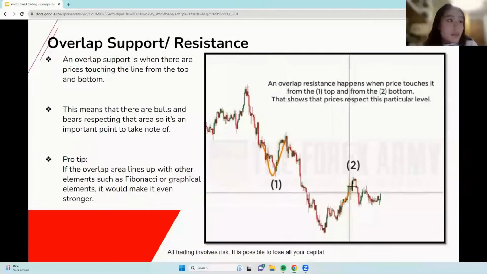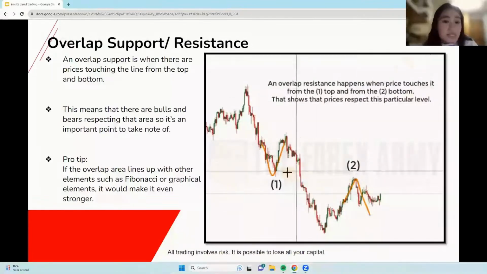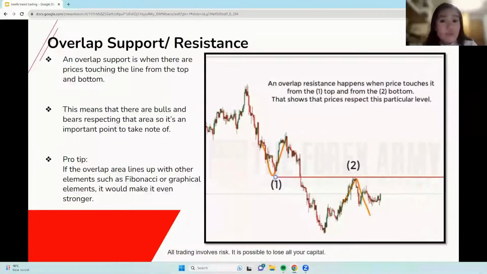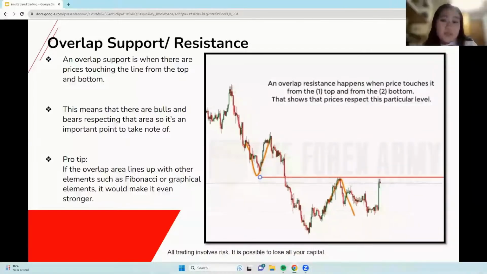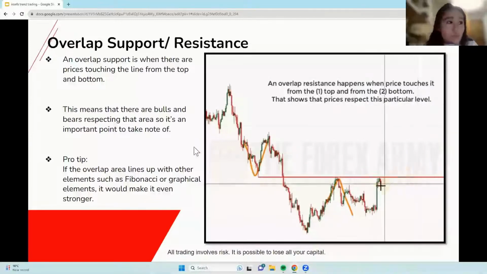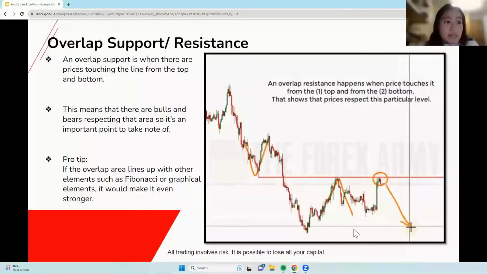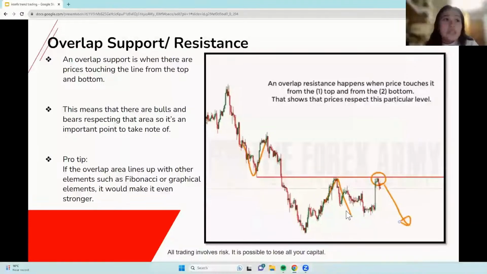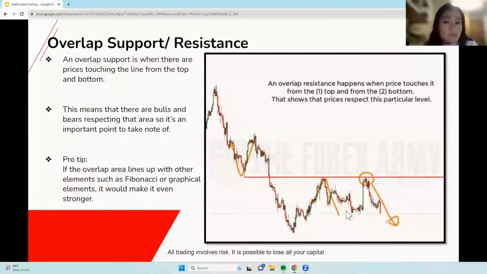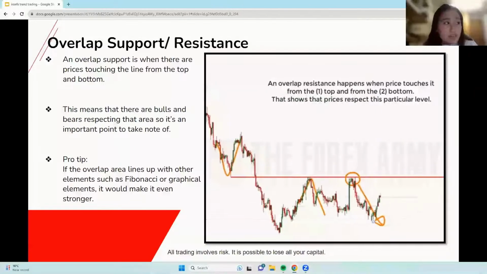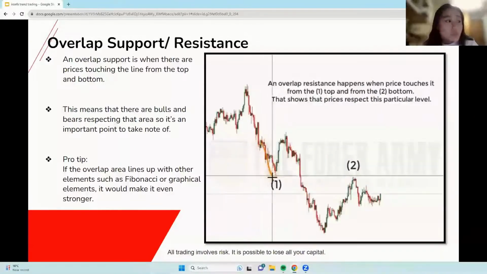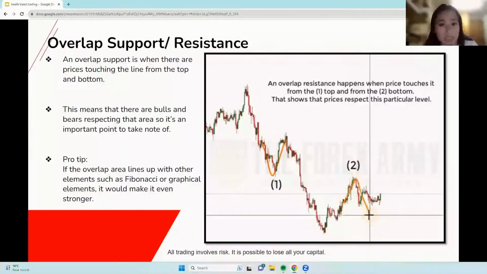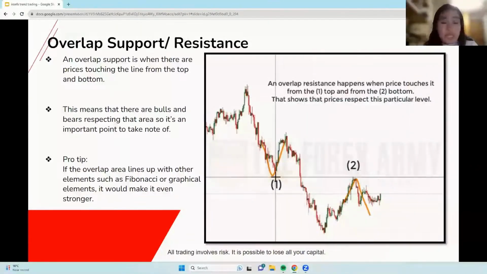So this overlap support and resistance basically occurs when price reacts off of a particular level from the top and from the bottom. So basically it means that when a swing low, as you can see from the GIF, lines up nicely with a swing high, then that's what we call an overlap level. So the more times that it reacts off of this level, the stronger the overlap area. This means that there are bulls and bears that are respecting this area. And that's why it's so important to take note of these areas.